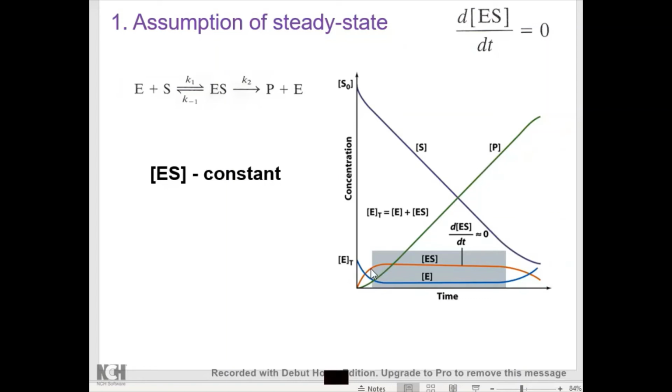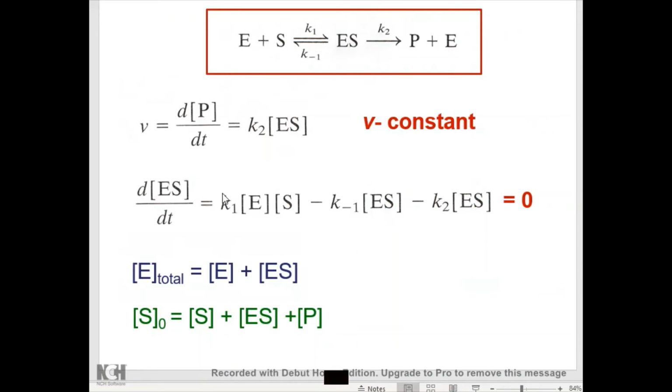And if you take the concentration of enzyme substrate complex, it increases at the initial very fast time, and then it remains more or less stable. So if you assume that the change in ES equals 0, this helps us to get rid of one unknown value. So we have 4 equations and 5 unknown values only.